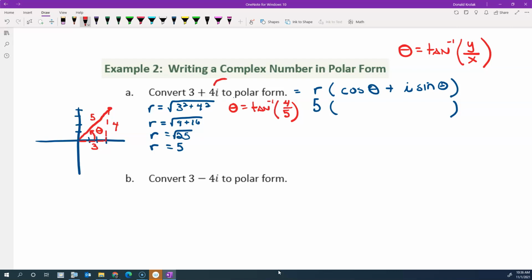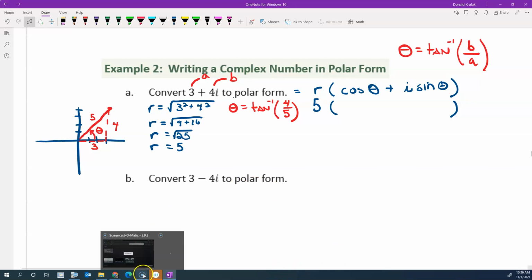If we call these A and B like we've been doing, that's A and that's B, then this would be B over A. But you have to know what quadrant you're in, because the answer that your calculator gives you may not be the quadrant that you're in. Let me pause this for a second here.